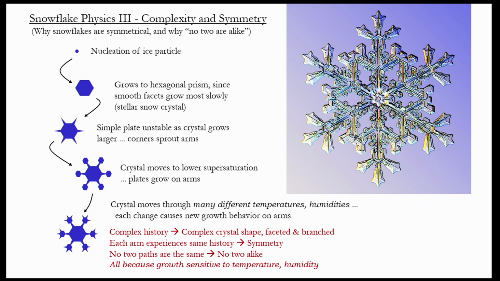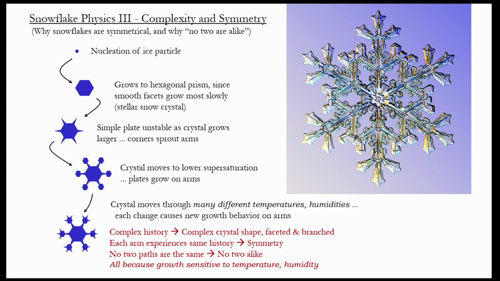And then now it's moving through lots of different conditions. It's just blowing around in the cloud. And sometimes you get, in this example, plates growing on the ends of the branches because the supersaturation fell a little bit, or the temperature changed. And so each time it's moving around, something different happens. The growth is mostly at the tips, at the outer regions.